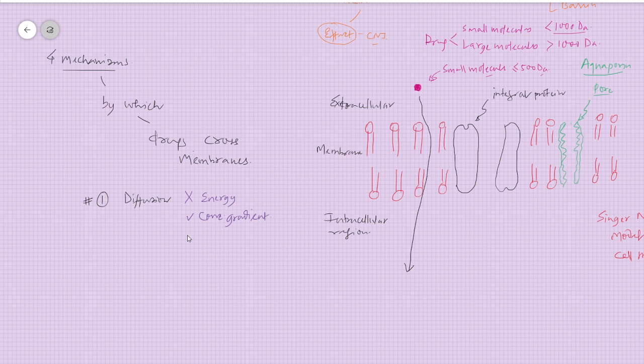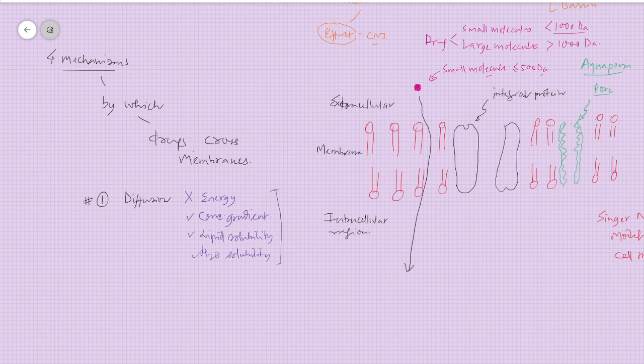So it should have lipid solubility, and it should have water solubility as well. Generally it has these characters, but there are more characters that we will be discussing later on. But for now, we need to remember this. So by passive diffusion, a small molecule can enter into the cell. It can cross the membrane.